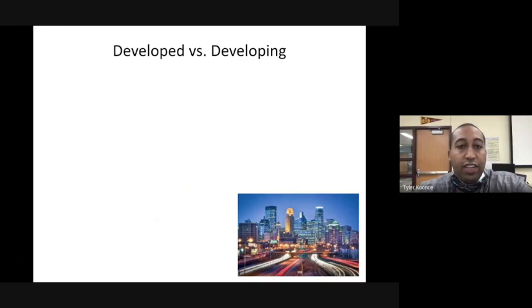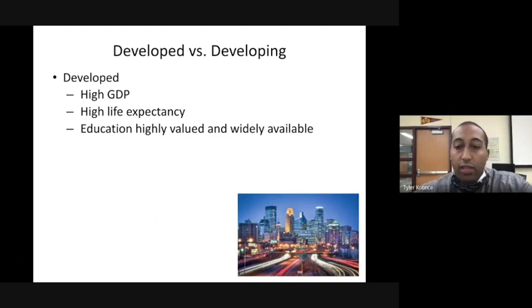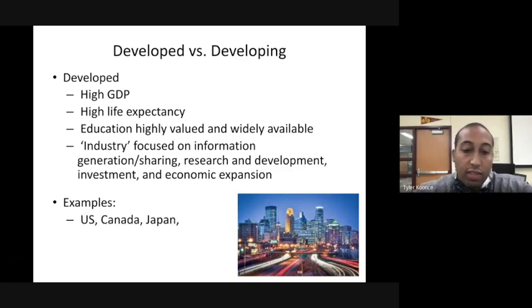So developed versus developing. First, we've got to look at what developed means. Developed countries are going to have a high GDP and a high life expectancy. Education is highly valued and widely available to everyone. Industry is going to be focused on information, research and development, generating new things that people may need in the future. Some examples of developed countries are the United States, Canada, Japan, Australia, New Zealand, and most of Europe.